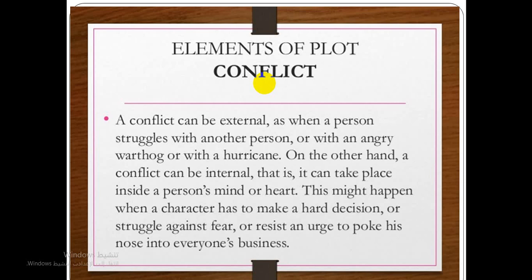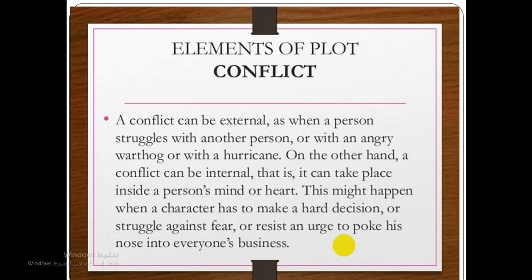So we have two types of conflict, external and internal conflict. A conflict can be external, as when a person struggles with another person or with an enemy. These are the types or kinds of conflict: external and internal.